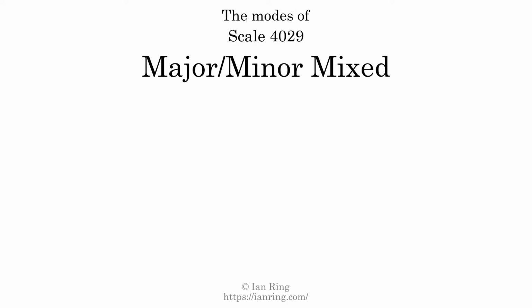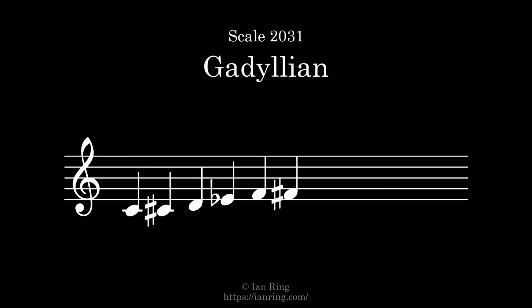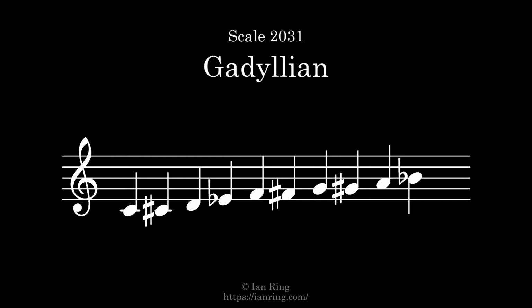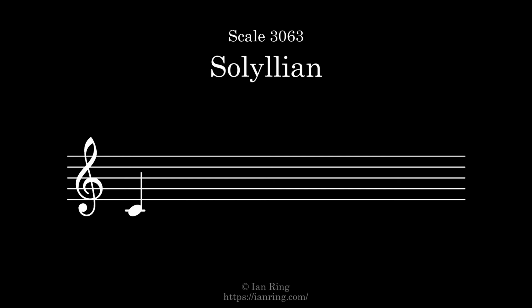This scale has 10 modes. The first mode is itself. The second mode is scale 2031, also known as Godillion. It sounds like this. The third mode is scale 3063, also known as Solillion. It sounds like this.